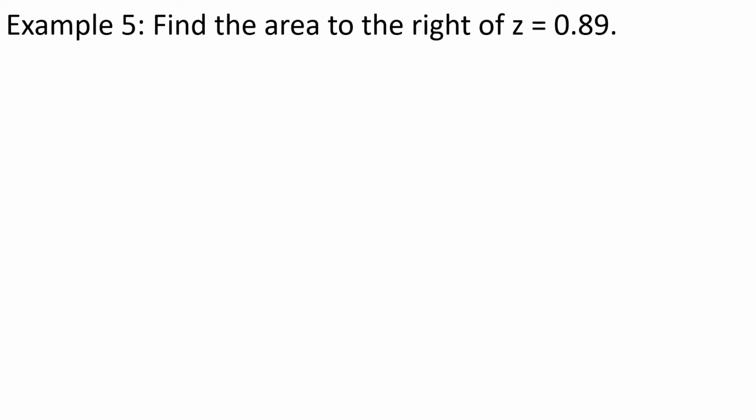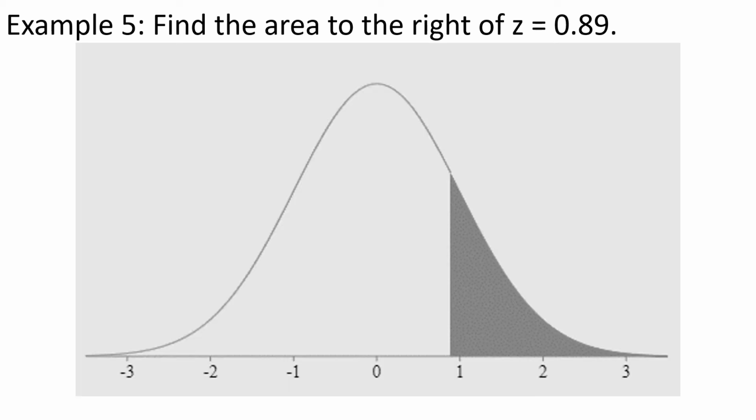Example 5. Find the area to the right of z equals 0.89. When we try to locate it under the normal curve, we know that this is 0.89. That area will be this shaded region. So we would like to know the area of this shaded region.